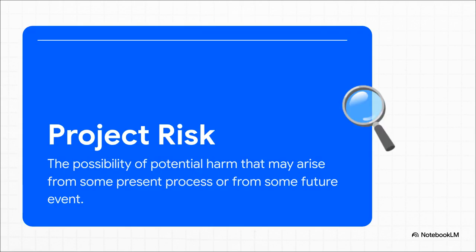So let's get on the same page with a clear definition. A project risk is really just the possibility of something happening that could hurt your project. It's an event that might occur, and if it does, it's going to have an effect on your timeline, your budget, or your final goal.